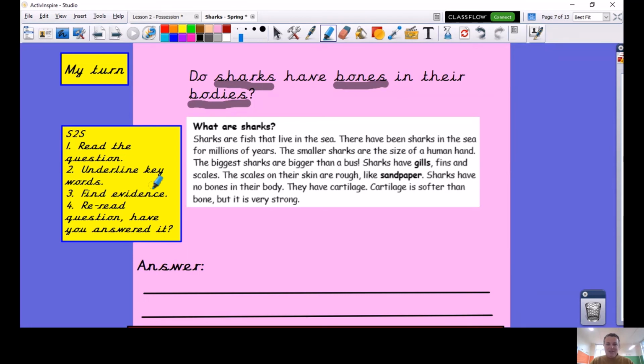Find some evidence. That means I need to read the text. What are sharks? Sharks are fish that live in the sea. There have been sharks in the sea for millions of years. The smaller sharks are the size of a human hand. The biggest sharks are bigger than a bus. Sharks have gills, fins and scales. The scales in their skin are rough like sandpaper. Sharks have no bones in their body. Hang on a minute, that's one of my key words. Bones. Body. So sharks have no bones in their body. Do sharks have bones in their body? No, they have cartilage.